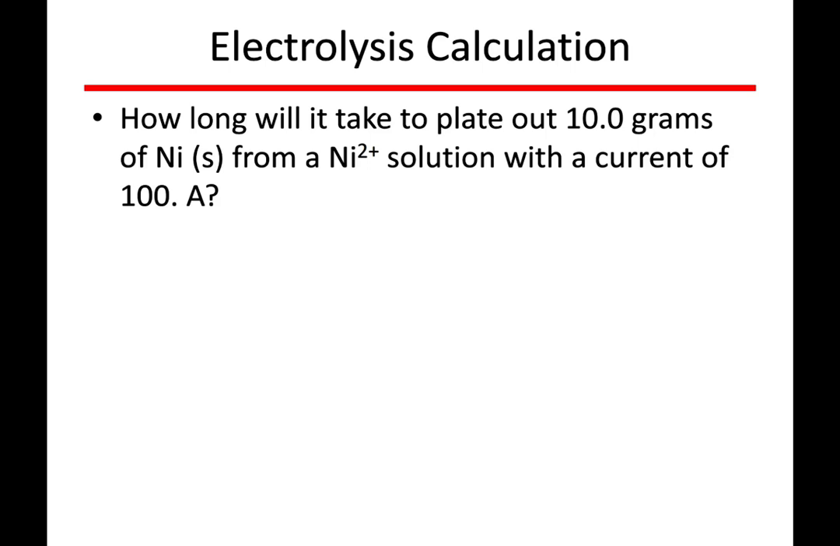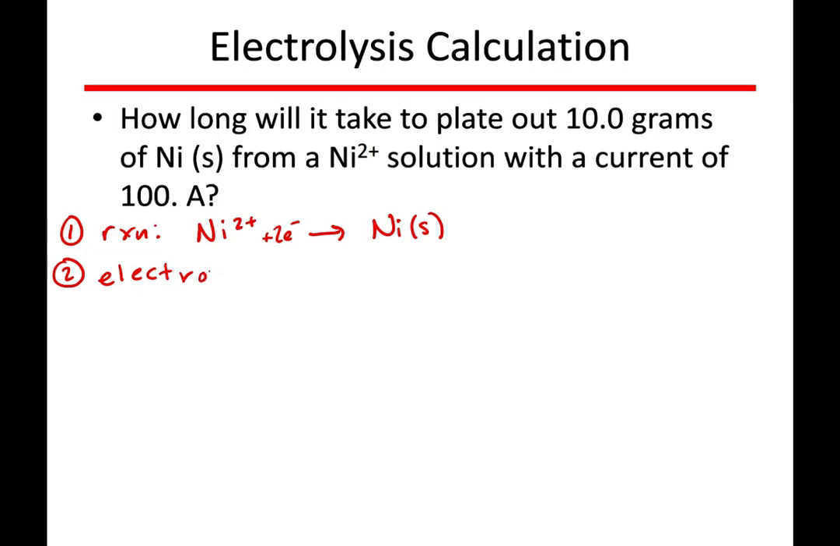So let's write the reaction. Anytime a reaction occurs, write it out. The reaction is going to be Ni2+ is what we start with, and we're going towards producing Ni solid. This equation has to be balanced for charge, and so we have to add 2 electrons to the left-hand side of the equation.